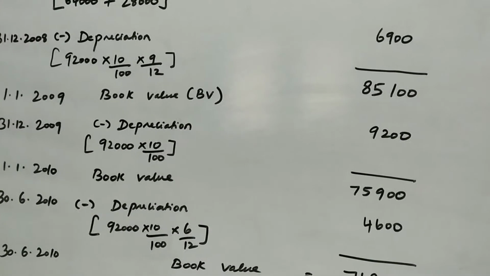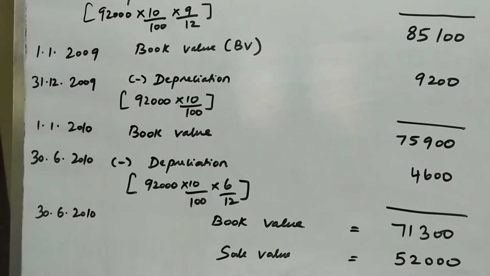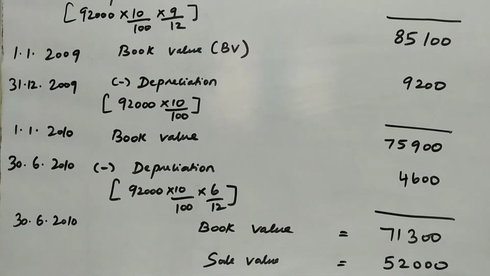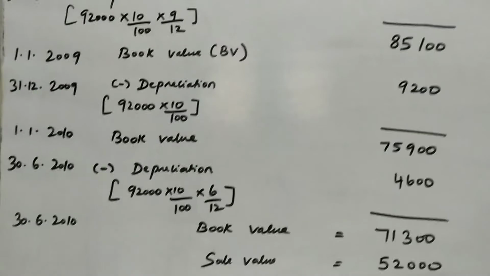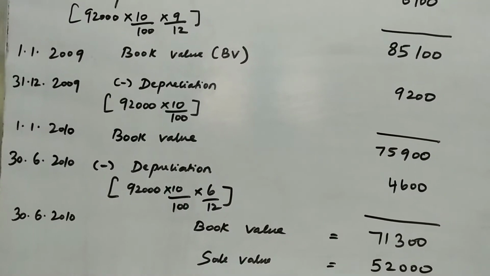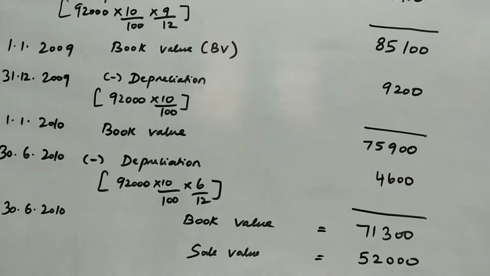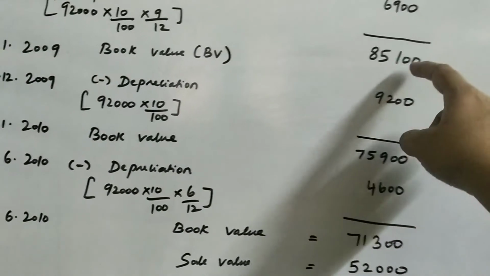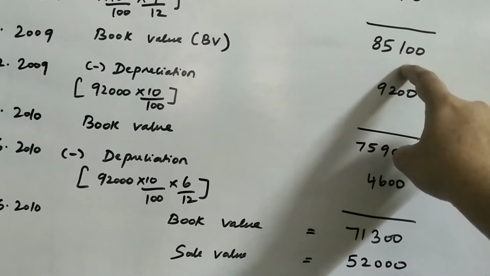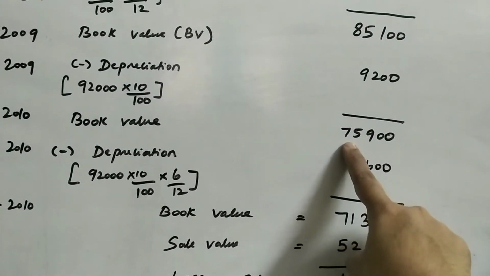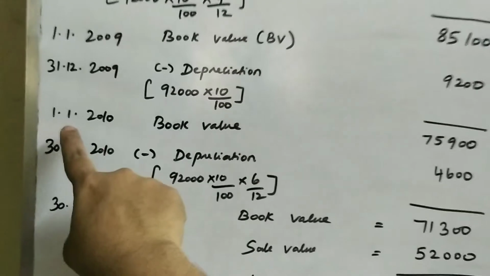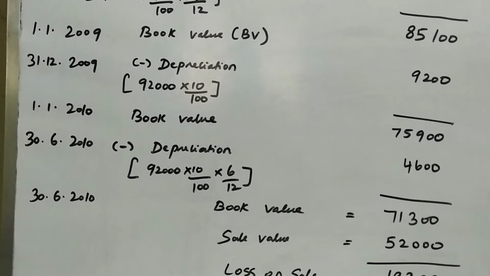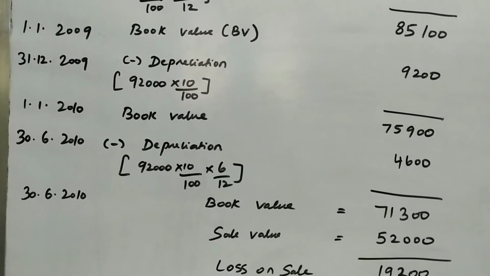Again, we are going to provide for depreciation at the end of that year, 31st December 2009. 92,000 into 10 by 100. This time we are going to provide fully, from 1st of January till 31st of December, full 12 months. So we are getting 9,200 as the depreciation. Deduct that 9,200 from 85,100. We will be getting 75,900. This is the book value on 1st of January 2010.